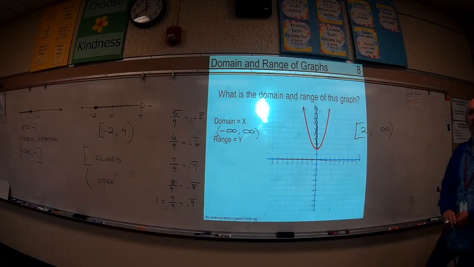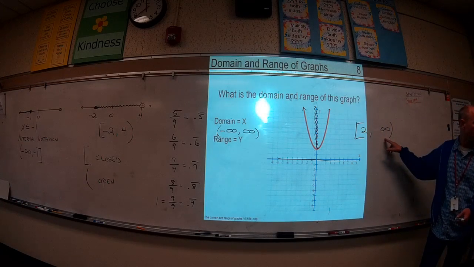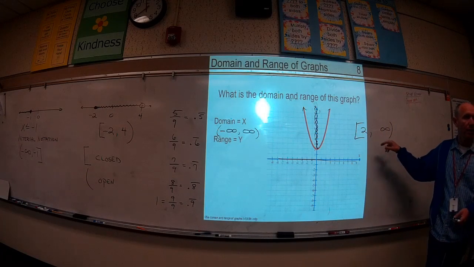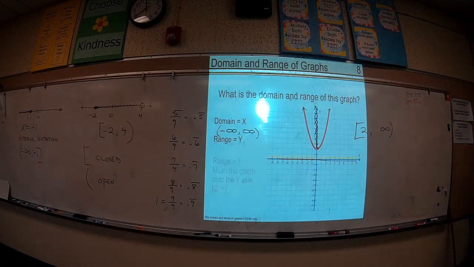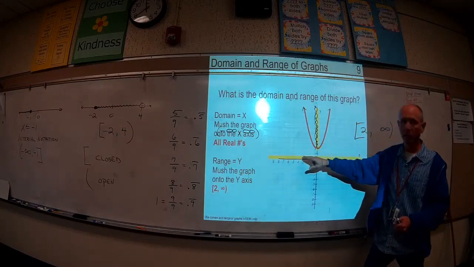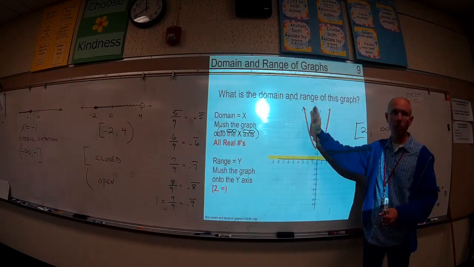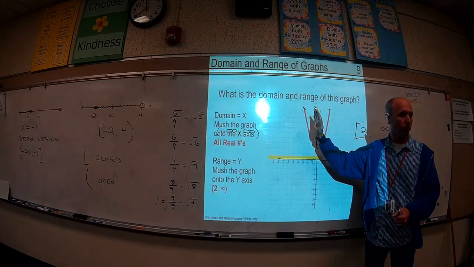Your domain is negative infinity to infinity, and your range is 2 to infinity. Here's the graph when I mushed it down. Here it is, all the paint dripping down onto the x-axis, onto the domain. Here's all the paint being blown onto the y-axis, the range.